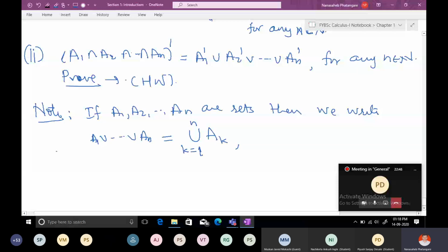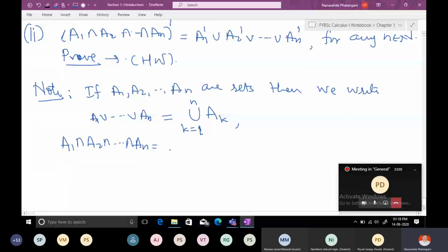So similarly, A1 intersection A2 intersection up to An. Suppose I want to express such intersections, then it is the same as the intersection of Ak, where k is from 1 to n. So A1 intersection A2 intersection and so on.